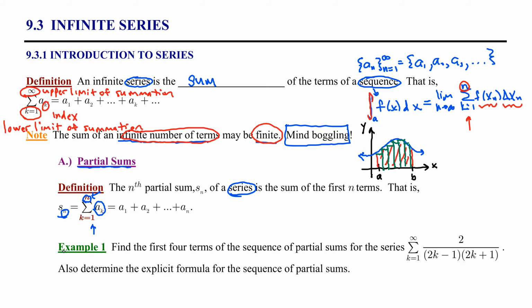So this is a finite sum. This is evaluated as a sub 1 plus a sub 2, and I continue my summation until I get to that last term as indicated on this upper limit of summation. So the nth partial sum is a finite sum of the first n terms.